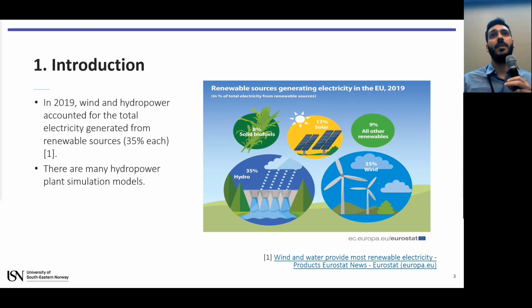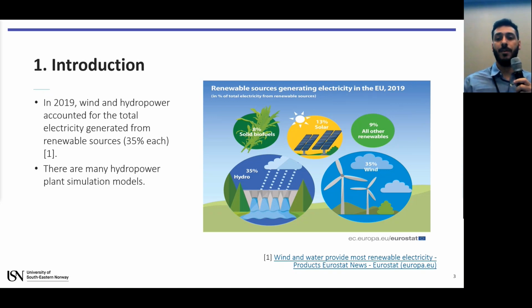So the first thing that we need to understand is that renewable energy is playing a major role right now in the energy systems. We have been experiencing a big transition in terms of the energy matrix. And what is important here is that, for example, in 2019, wind and hydropower actually made up 70% of total renewable energy generation. So this is a big thing. Combined, in this case, hydropower was 35%.